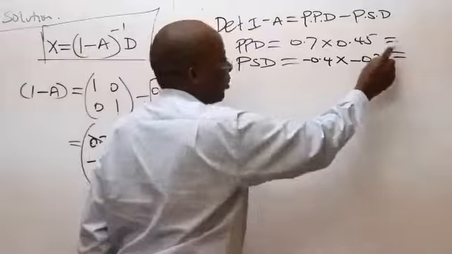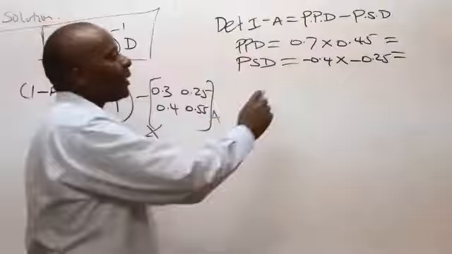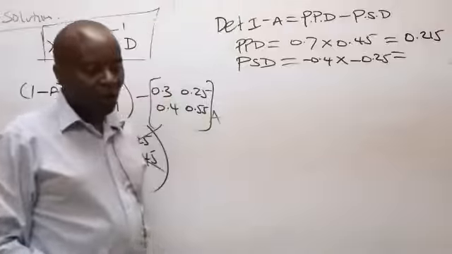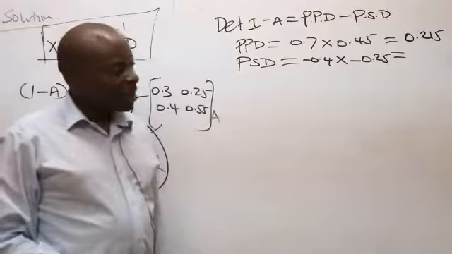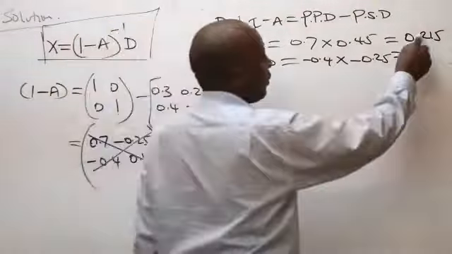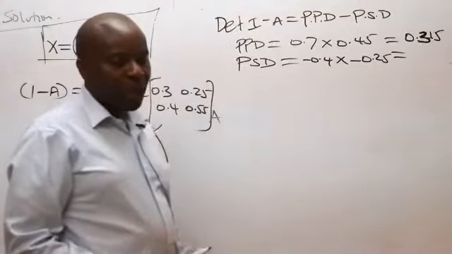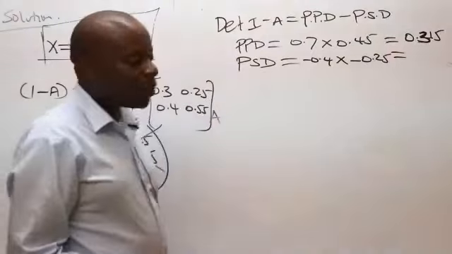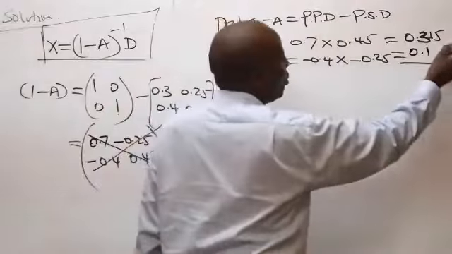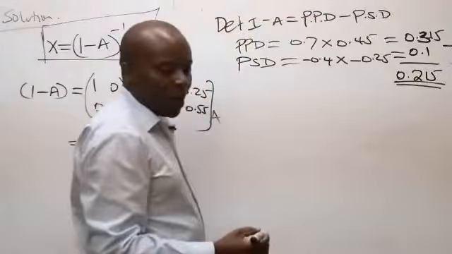Could you kindly give me the product of the primary diagonal? Somebody is telling me 0.315. Thank you very much. How about the product of the secondary diagonal? According to Fatma, it is 0.1. So you're supposed to subtract the two. When you subtract the two, you get 0.215.